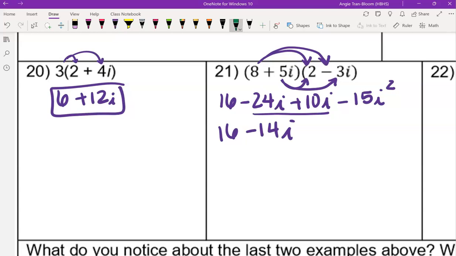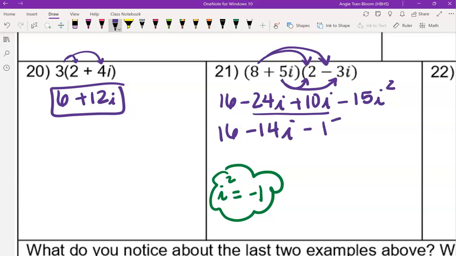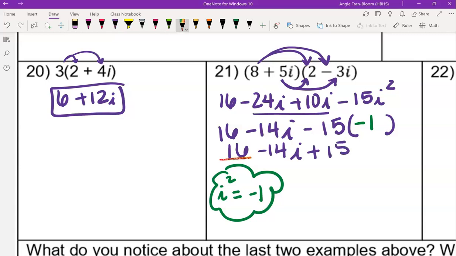Remember, i squared, students, i squared, okay, is what? What is i squared? Negative 1. So this is the part that's slightly different than normal FOILing. You are going to take out the i squared, and you are going to replace it with negative 1. So this is going to say 16 minus 14i plus 15. And these right here, kids, are combinable. Okay, they're like terms, they're whole numbers. So that's going to be 31 minus 14i is what we are ending up with.